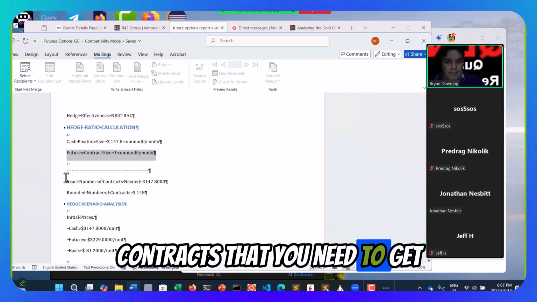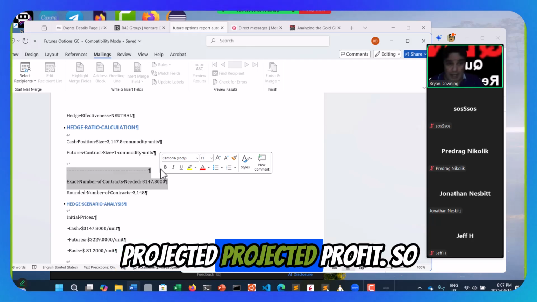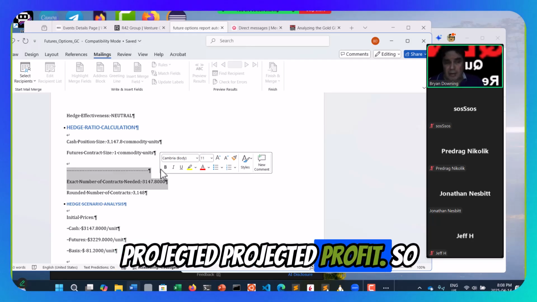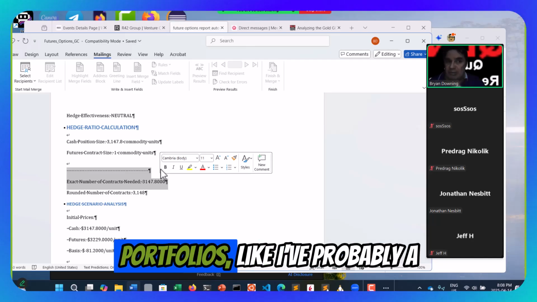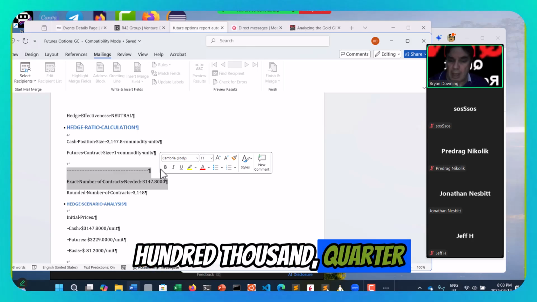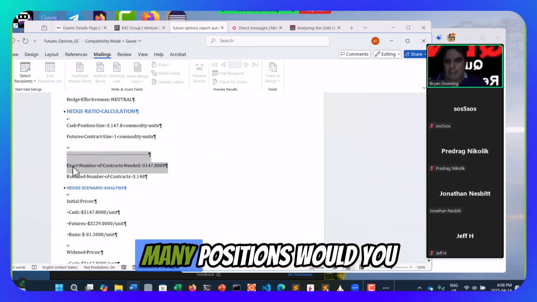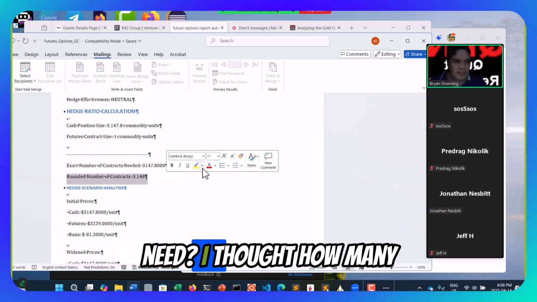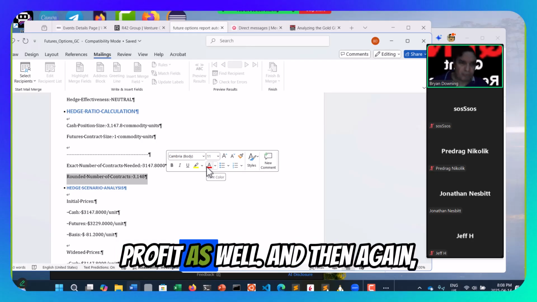The number of contracts that you need to get the optimal return, and the projected profit. This is really built for larger portfolios, probably 100,000, a quarter million. This is what it's really meant for. And then again, how many positions, or sorry, how many futures contracts would you need to get this profit?